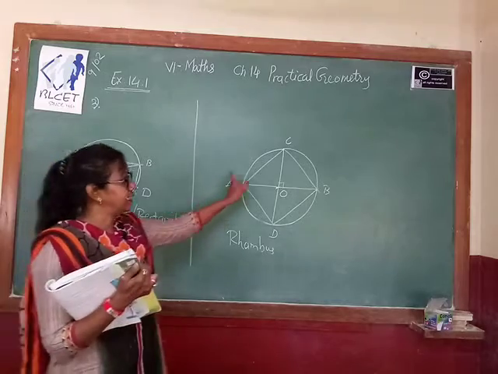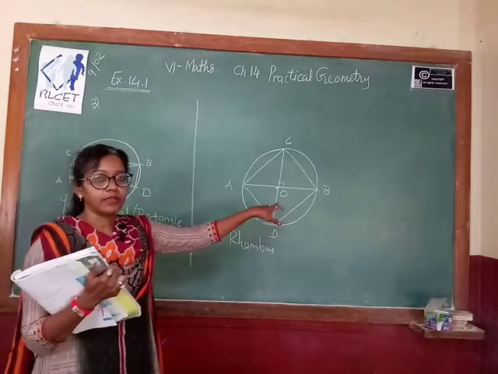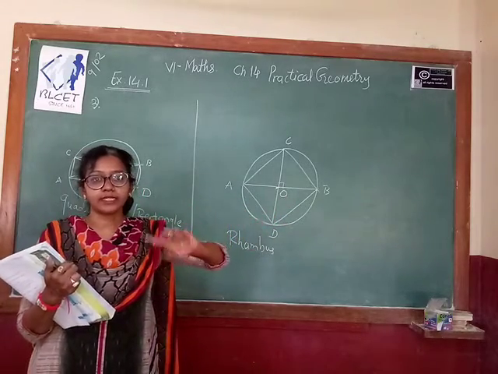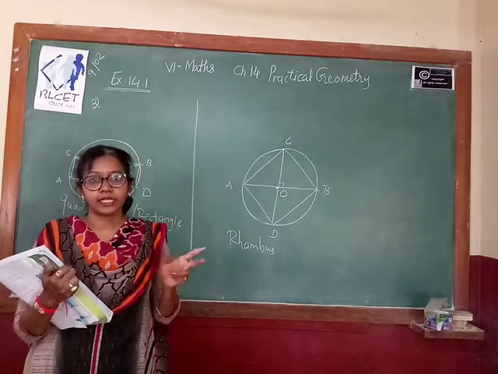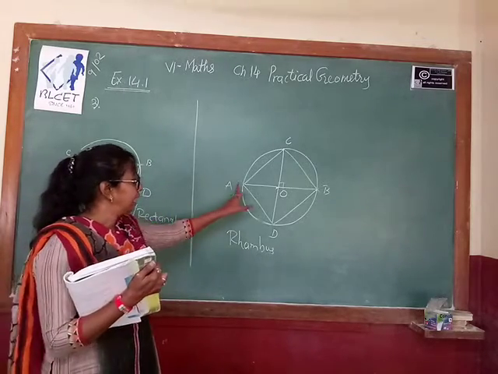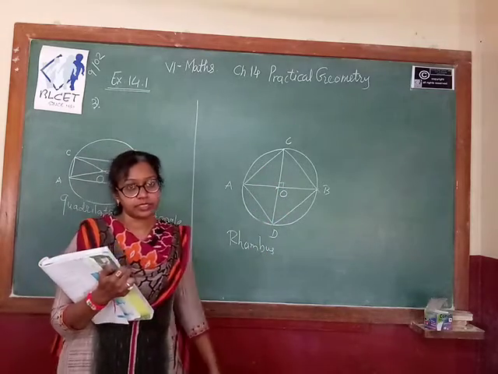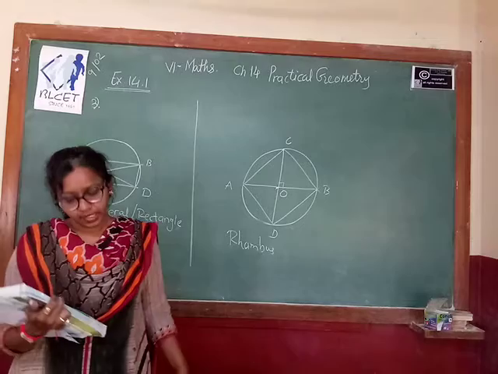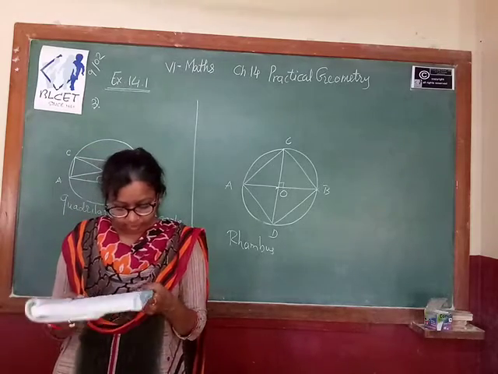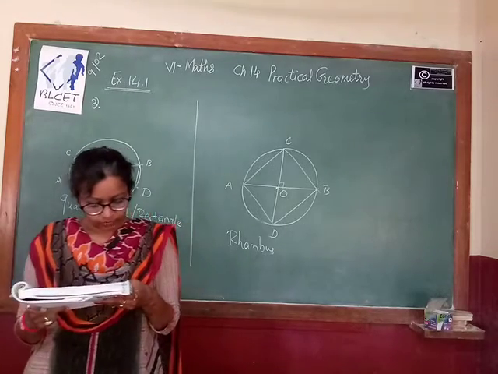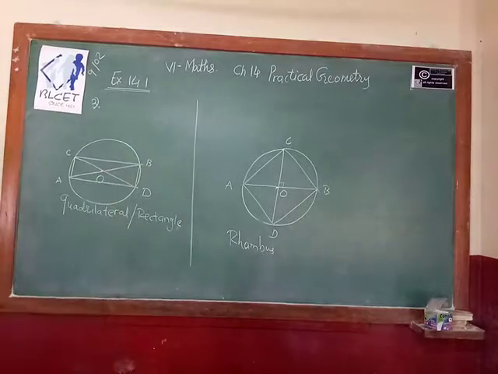Next we draw the circle. In that we take two such diameters. They intersect at 90 degrees, which means they are perpendicular to each other. Then when we join the end points, what kind of diagram are we getting? That is a rhombus. It is also one kind of quadrilateral. So this is all about your question number 3. Now move on to question number 4.